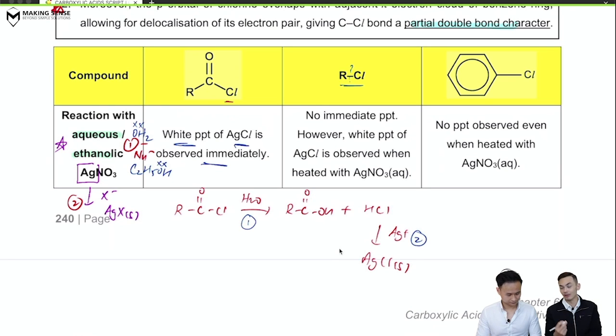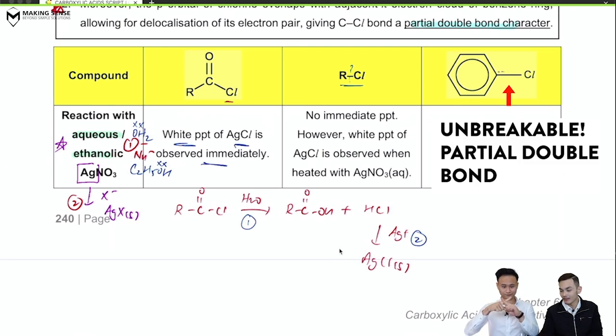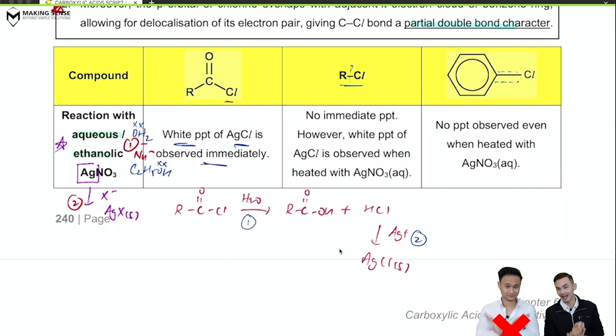Okay, and in the case of your aryl halide, what happens? Partial double bond. We have talked about this many times. Once you have a partial double bond character, it is unbreakable. You're not going to see any sort of precipitate. Right? So guys, do take note. Write this down for yourself. This is a distinguishing test. Right? And that's what this whole page is really all about.